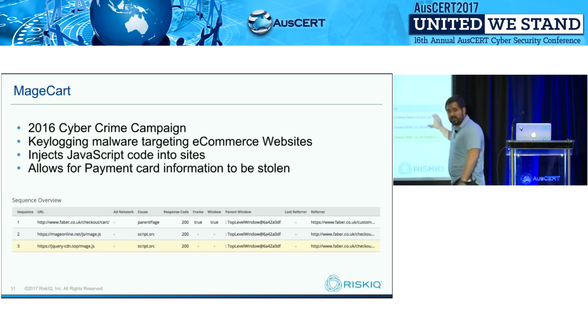You can see my sequencing data from the crawl. We have a UK website here, faber.com. I think it's a book company. I could be wrong. And what we see is the sequencing data shows us that Faber is having a top-level redirect via script to mageonline.net/js/mage.js. Seems totally legitimate. From there, we're also seeing a sequence to jquery-cdn.top. Top domains are never malicious.